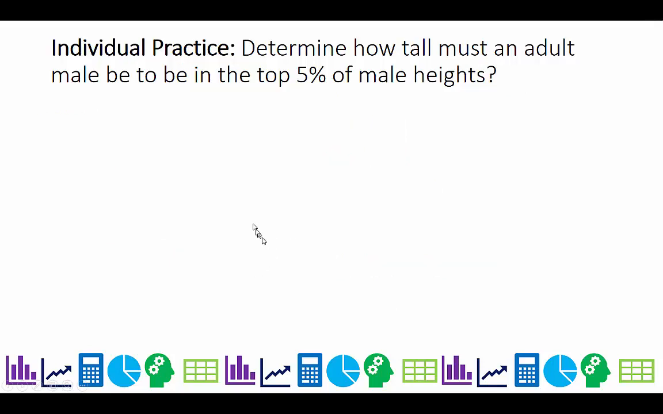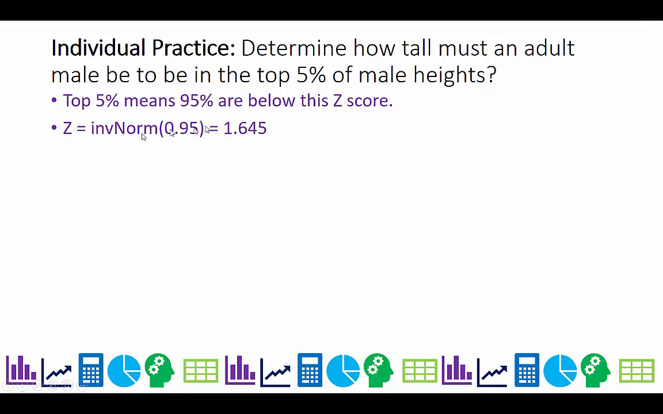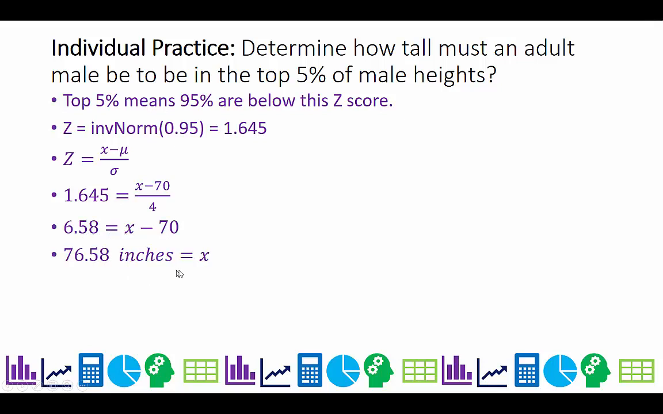Now we'll look at how tall an adult male must be to be in the top 5% of male heights. Top 5% means 95% are below or to the left of this z-score. So I'm going to do z equals inverse norm of 0.95, and I get 1.645. Let's bring up the formula. The 1.645 will go there. I know 70 is still the average and 4 is still the standard deviation. I can cross multiply and get 6.58 is x minus 70, adding 70 to both sides, 76.58 inches, and you're in the top 5% of male heights.